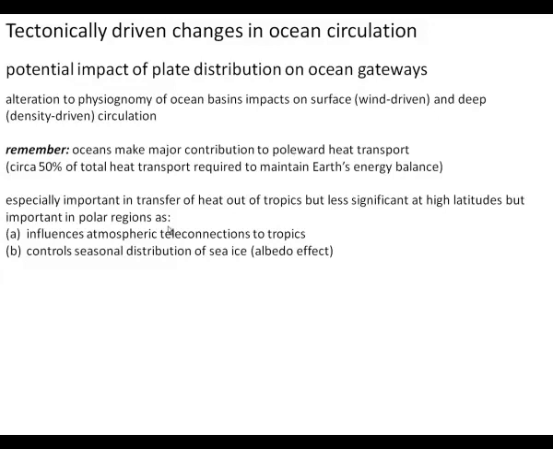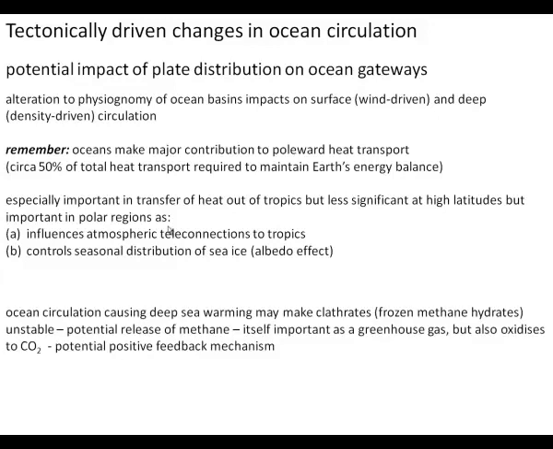Now, oceans, of course, make a major contribution to heat transport away from low latitudes at the equator towards the poles. But changes in structure of ocean basins are also relevant to things such as how you have atmospheric teleconnections between low latitudes in the tropics and high latitudes in the polar regions. And also, you're going to influence the distribution on a seasonal basis of sea ice, and of course that has significant implications for variables such as albedo.